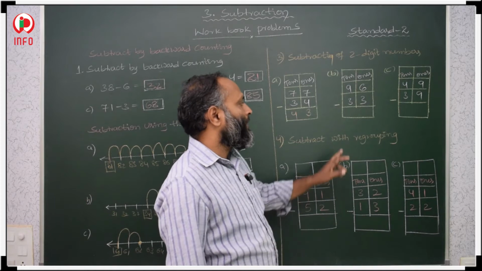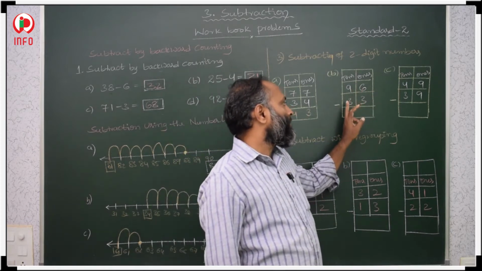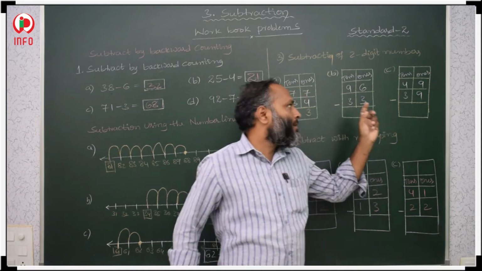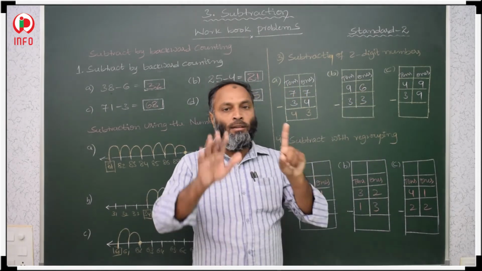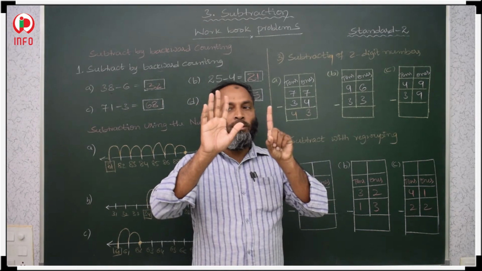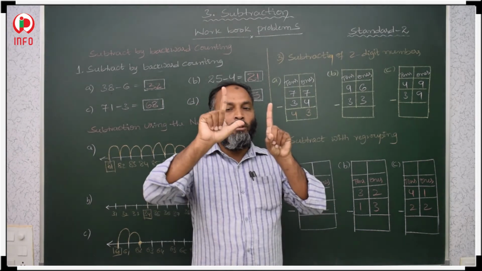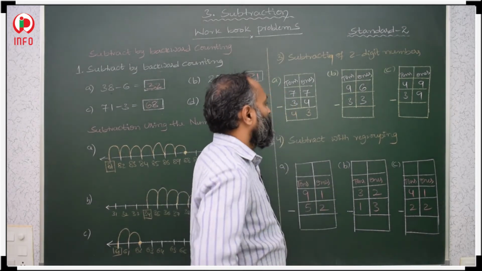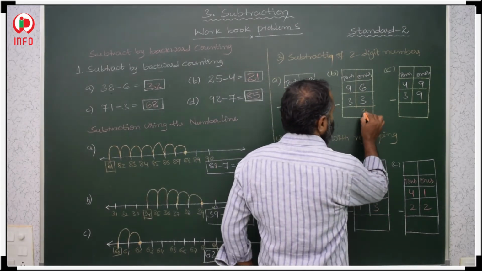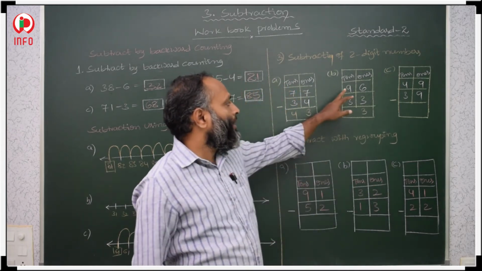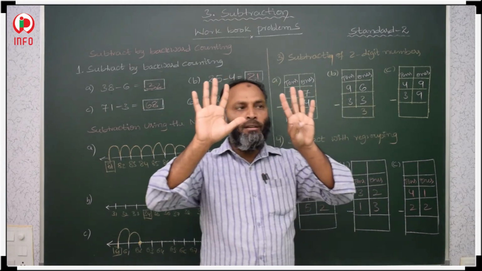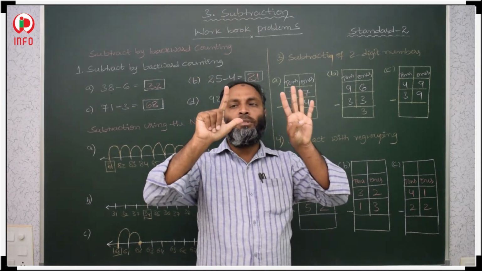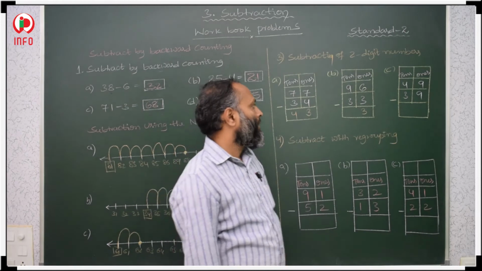Now the second question, 96 minus 33. First the ones place. What is there first? 6. 6 minus 3. How many left? 3 left: 1, 2, 3. Then 3. Then 9 minus 3: 1, 2, 3, 4, 5, 6. 6 left. Then 6.